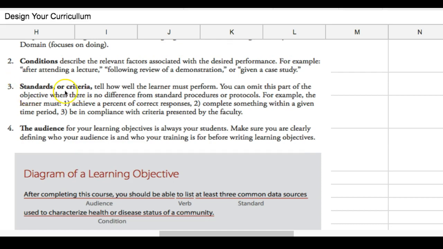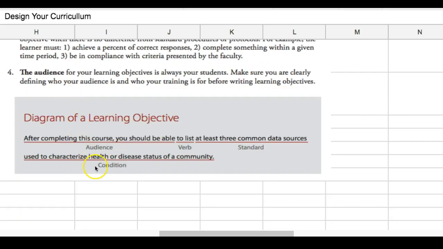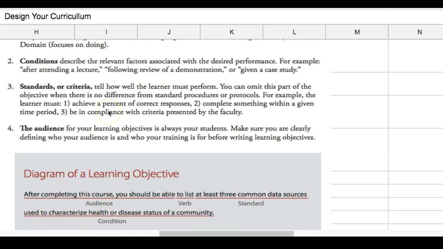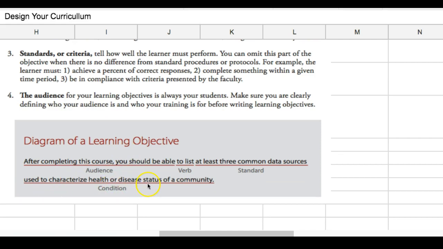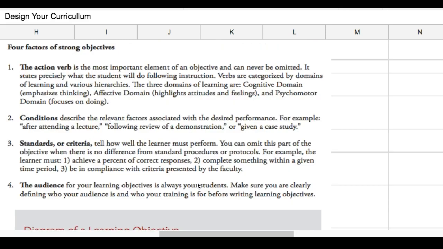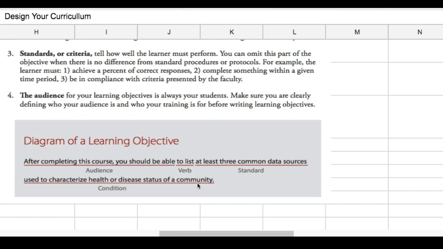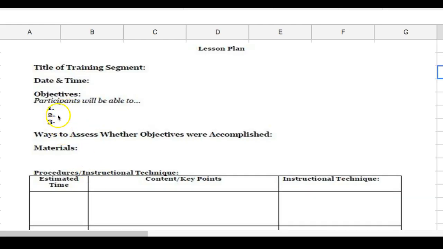So this is where the standards or criteria come in, and the conditions, right? This is where the conditions come in, after attending the lecture. So we could say, used to characterize health or disease status of a community. So these 4 factors, and I advise you to write them down, and I will actually just keep this example on the page for you to use to think about as you craft your own objectives. So let us go back to our lesson plan, and that's where the objectives will be able to, and they've already given you an audience, so this might help you already, okay?